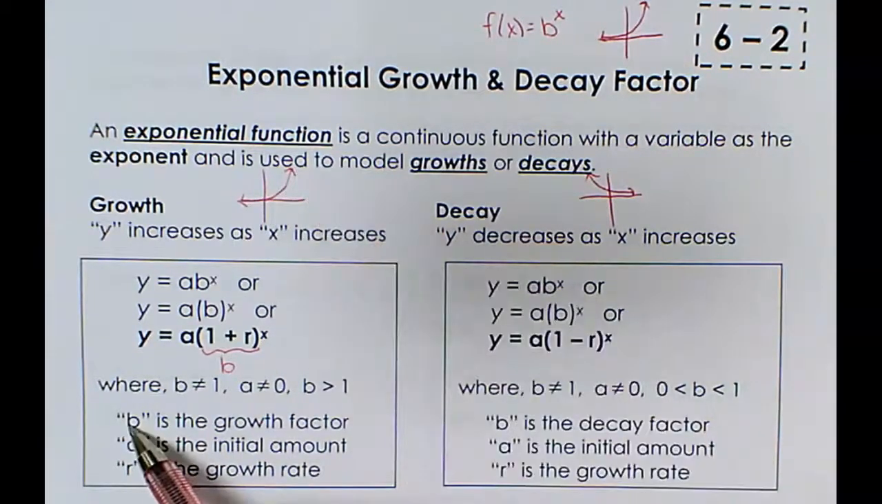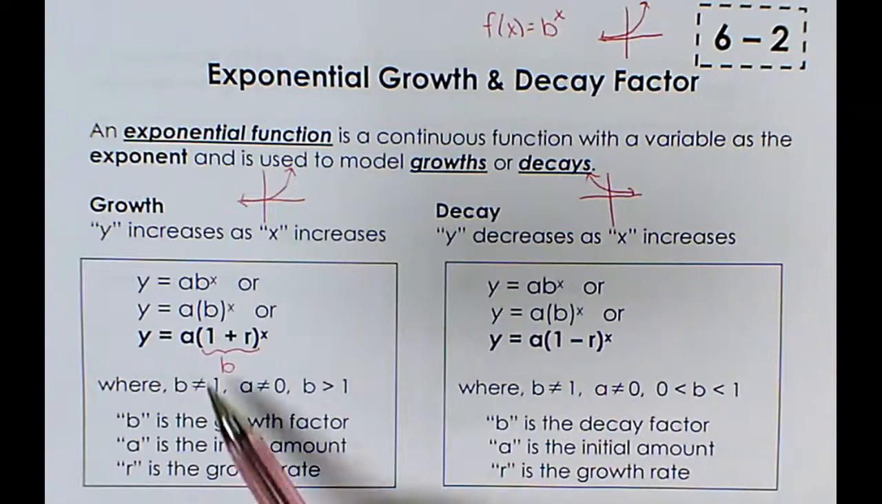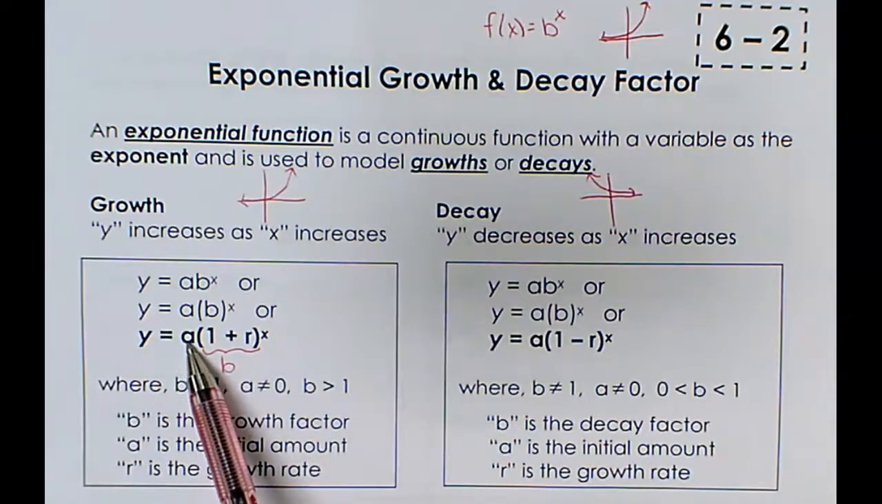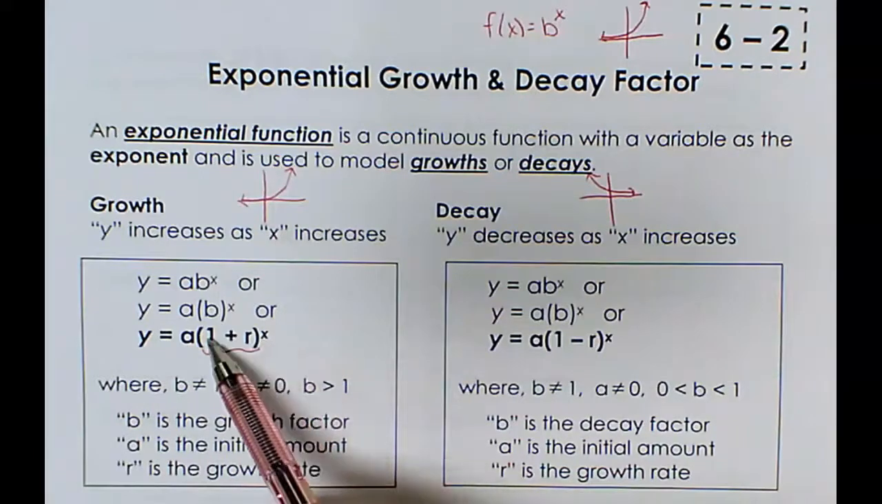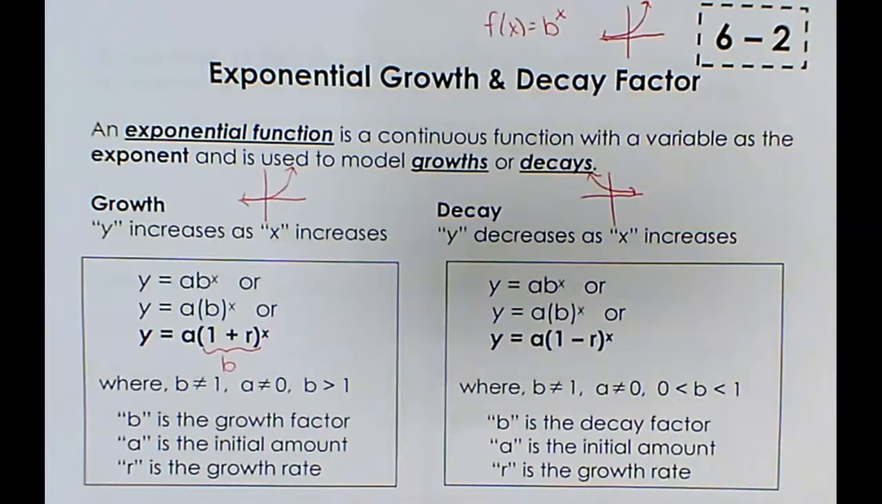So this b is called the growth factor. This base is the growth factor. If it's greater than 1, it's a growth factor. A is the initial amount. So if you're measuring something and it is explained in an exponential growth equation, a is going to be the initial amount. And then r, this little bit that you're adding to 1 to make it a growth problem, r is the growth rate. So we're going to use this example to do one of our problems below.